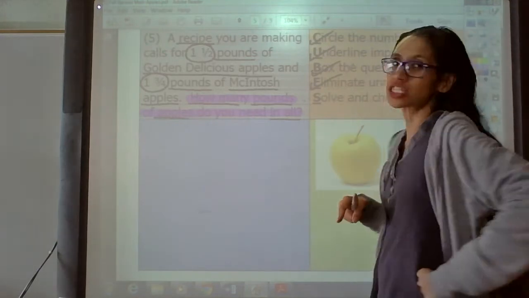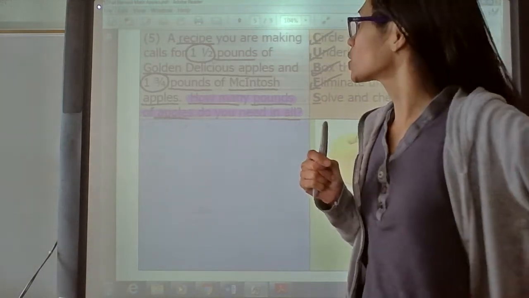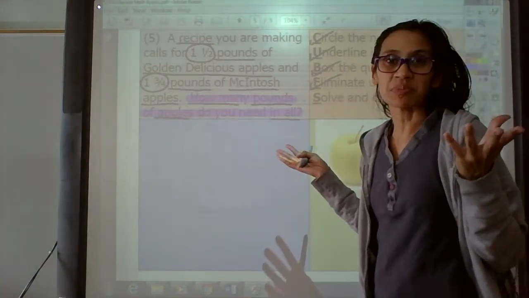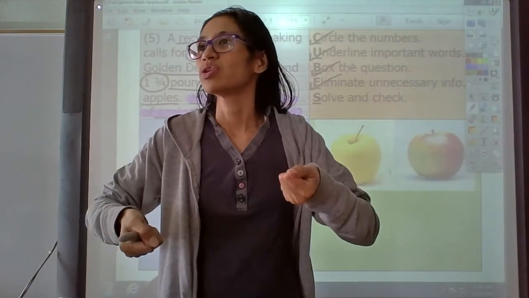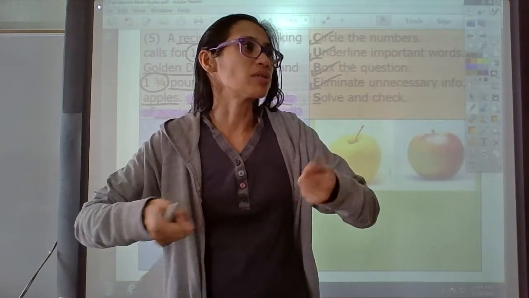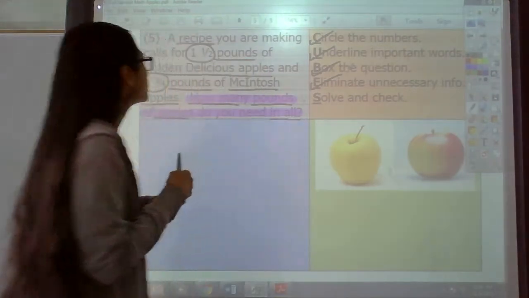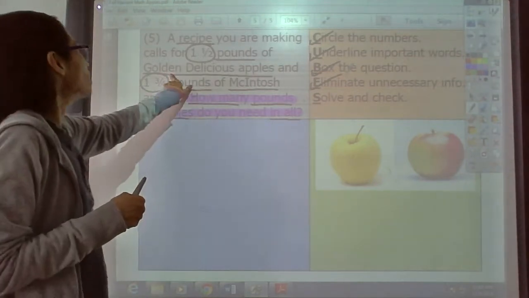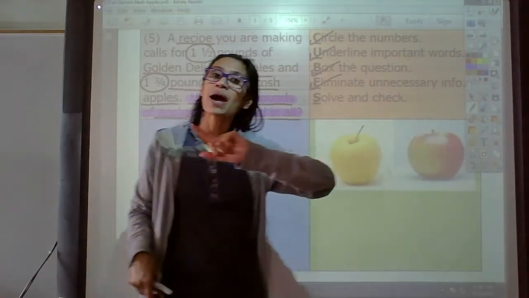The next step is the S step, solve and check. So let us solve this problem. So let's think about it. We're making a recipe. We're cooking. Maybe we're making some applesauce, or maybe some apple pie, or some apple something, and we need some apples. We need 2 kinds of apples. We need the golden delicious apples and the McIntosh apples.